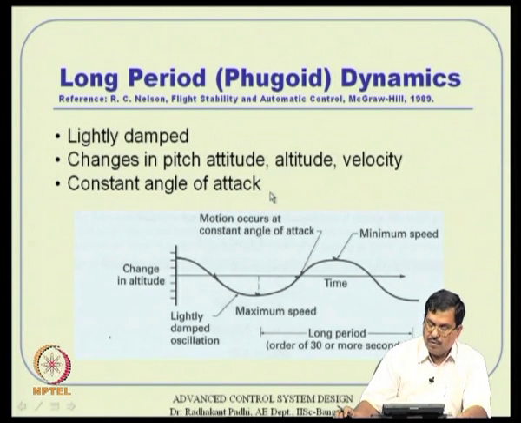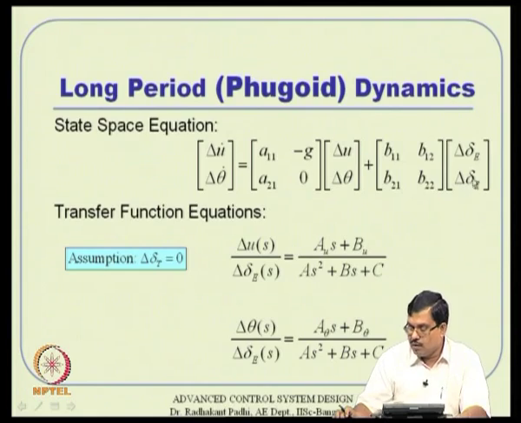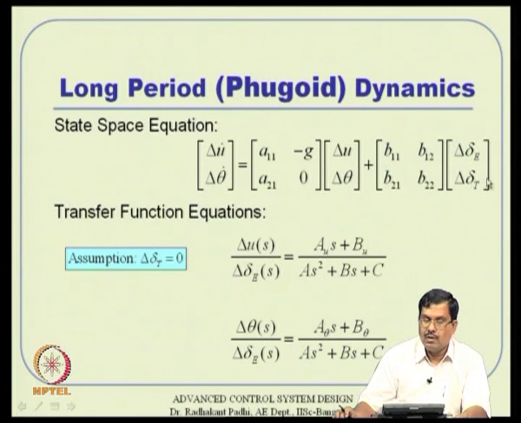If you want to approximate this phugoid dynamics or long period dynamics, then this is the way to do that. Delta u and delta theta you club together, then this is the transfer function that you are taking, and here this delta t, the engine or thrust level percentage, also plays a role. So this is elevator deflection angle, differential angle of course, and this is differential thrust magnitude as seen as a percentage of maximum thrust.